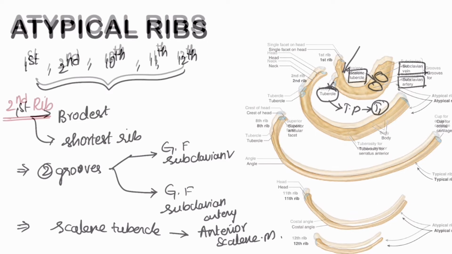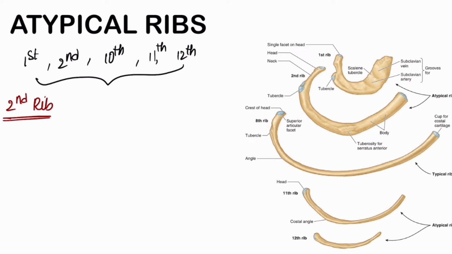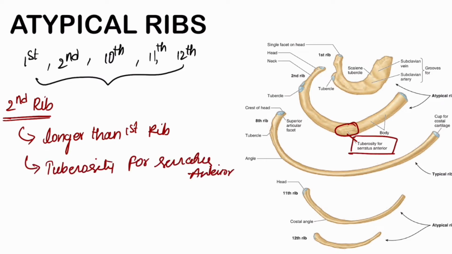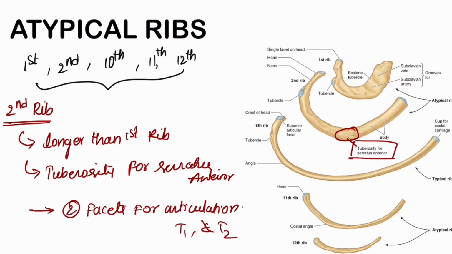Now let us look at the second rib. The second rib is longer than the first rib and it also has the tuberosity for the serratus anterior muscle. This is the tuberosity for serratus anterior, and it also has two facets for articulation with the vertebrae T1 and T2. That's all about the second rib.